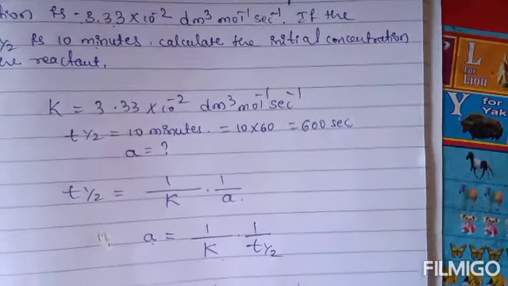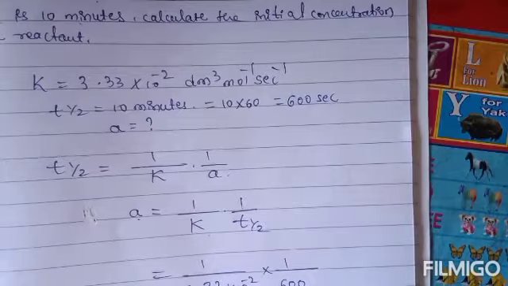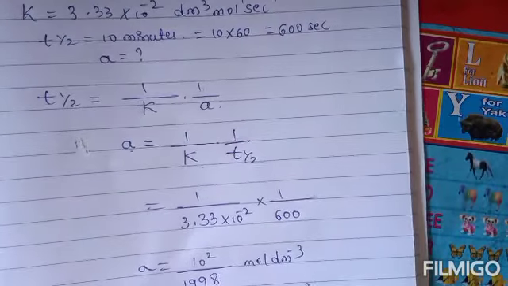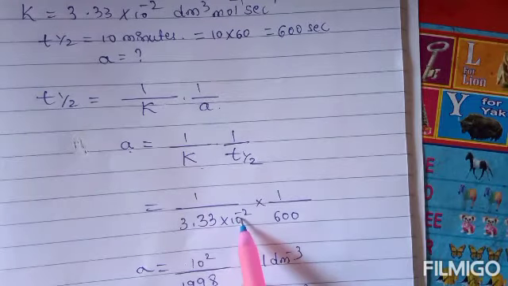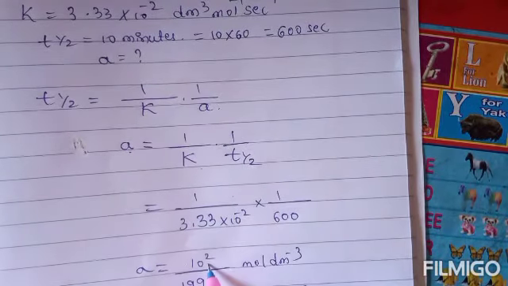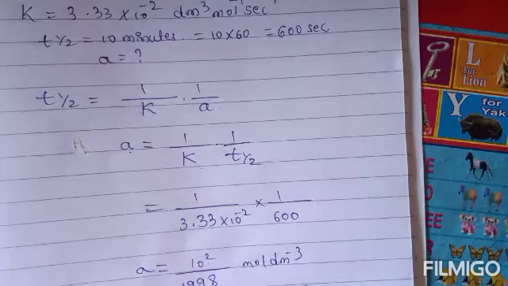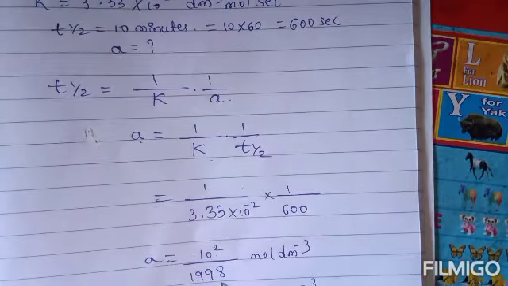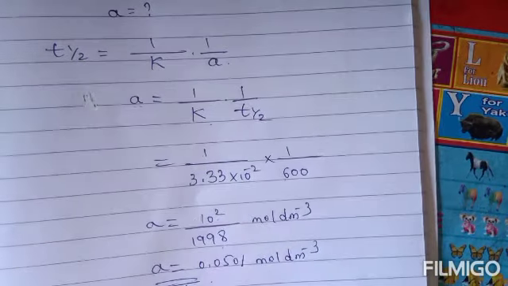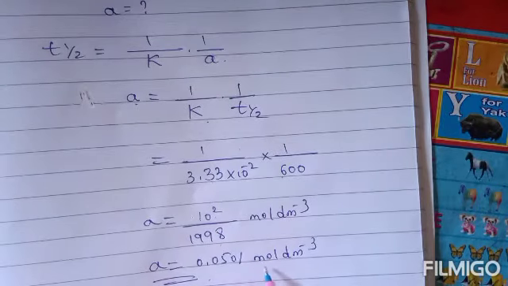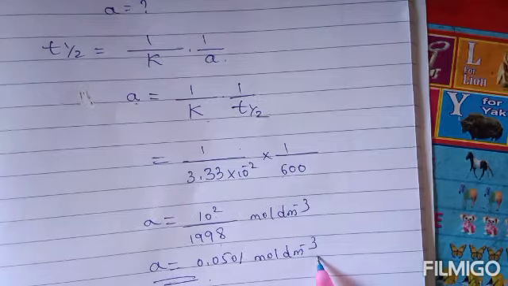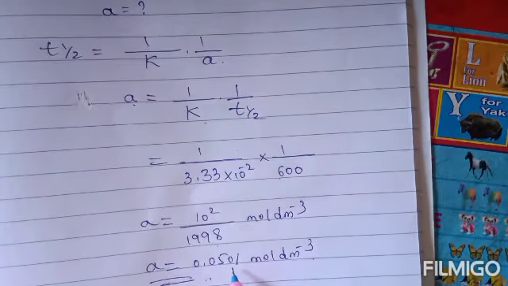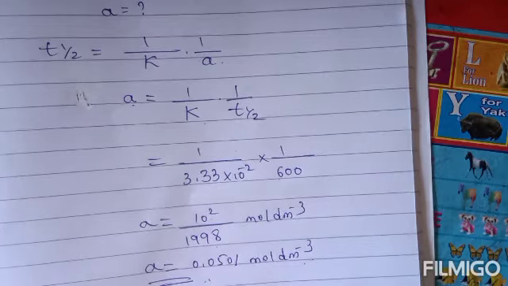Put the values in this equation: 1 divided by 3.33 into 10 to the power minus 2 into 1 divided by 600. Here 10 to the power minus 2, if it comes up, becomes 10 to the power plus 2, divided by, multiplying these two, we get 1998. Then at last the A value is 0.0501 mole per dm cube. The initial concentration of that reactant is 0.0501 mole per dm cube.